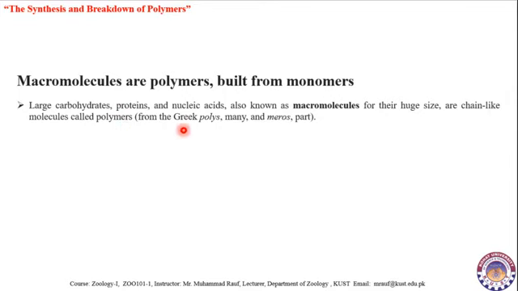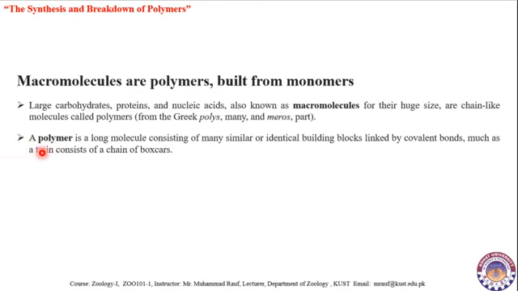The Greek word polys means many and meros means part. So a polymer is formed as a result of the combination of identical or nearly identical building blocks called monomers. For example, in the case of carbohydrates, we have simple sugars as monomers. In the case of DNA, we have nucleotides as monomers. In the case of proteins, we have amino acids as monomers. So these monomers combine and form large molecules called polymers.